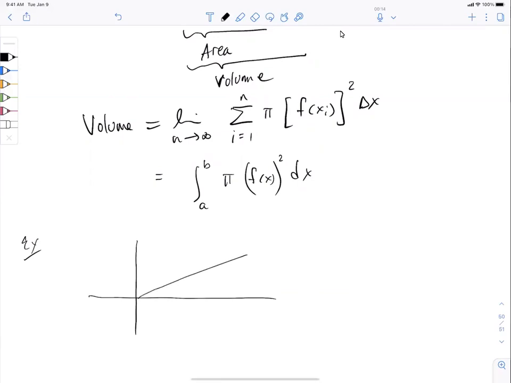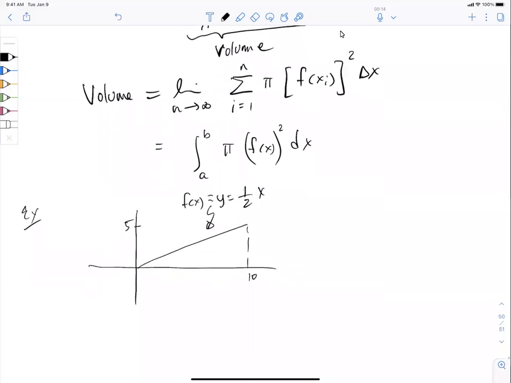So I have a line, and suppose this line, y or f of x, is equal to say 1/2 x. Suppose this is 10 and this is 5. So the radius of the base is 5. Again, I'm just making it simple. So my radius is f of x. So the volume would be the integral from 0 to 10 of pi f of x squared dx.